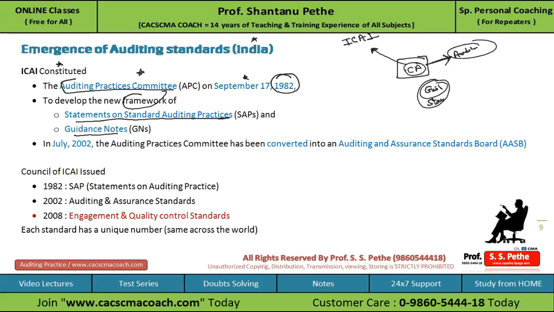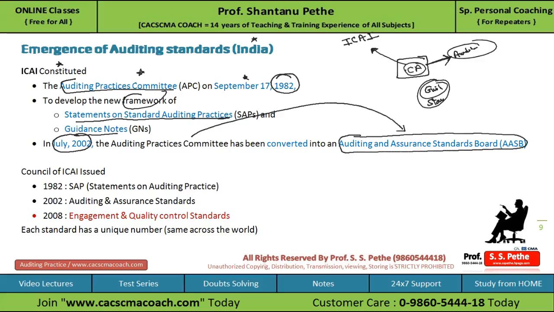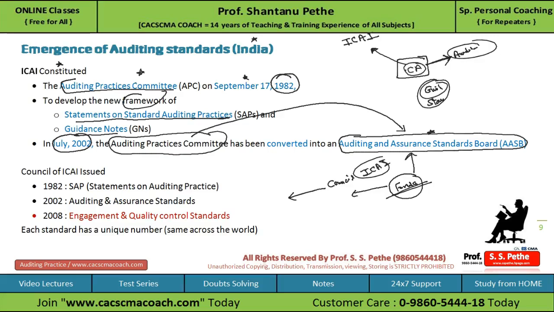इसी पर्पस के लिए ऑडिटिंग प्रैक्टिस कमेटी का फॉर्मेशन हुआ था 1982 में। But later on in July 2002 this auditing practice committee has been converted into auditing and assurance standard board। इसका मतलब the auditing practice committee का जो नाम है वो अब बदल के auditing and assurance standard board कर दिया है। Now the primary responsibility for developing the auditing standard rests with the auditing and assurance standard board. So this board actually formulate the auditing standards, and once these are accepted by the council of the Institute of Chartered Accountant of India, this council issue these auditing standards, and it will be mandatory for all the chartered accountants to follow these auditing standards while conducting the audit.